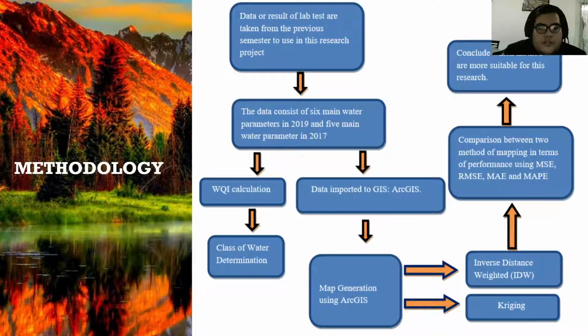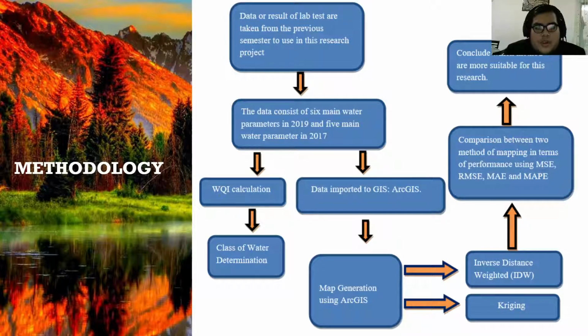Next, I will proceed with the methodology of the research. I will follow the flowchart that I will show you here. Firstly, the method of this research starts with the data or results of lab tests taken from the previous semester to use in this research project. The data provided are the results of 6 main water quality parameters, such as BOD, COD, DO, pH, TSS, and ammoniacal nitrogen in 2019.